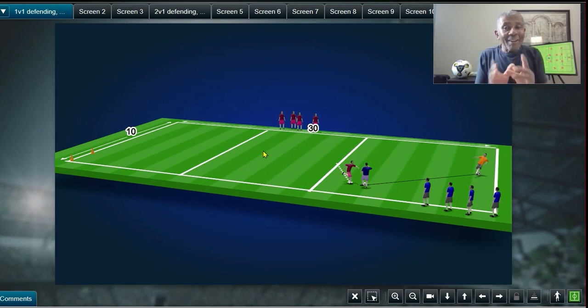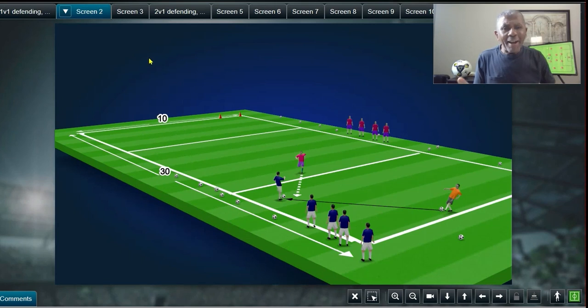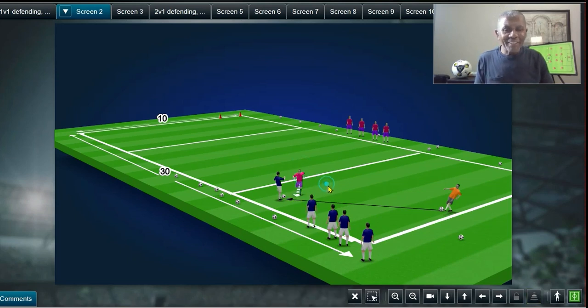Okay, now we're going to move to the opposite of it. Now, see, the goal is on the other side, on the other side of the end zone. So now the coaching points are the same, but the angle of approach changes over here. See this?